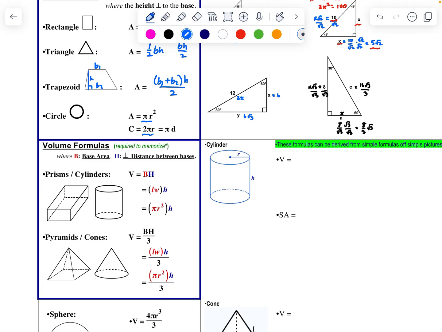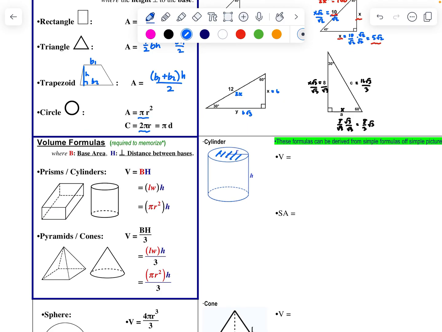Things that you should know, for example, surface area for a cylinder means that you have two circles. Well, the area formula for a circle is pi r squared, so you have 2 pi r squared, two circles, plus your circumference times your height, so 2 pi r h.